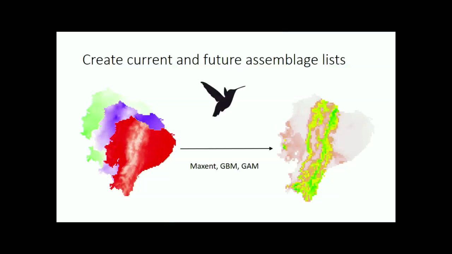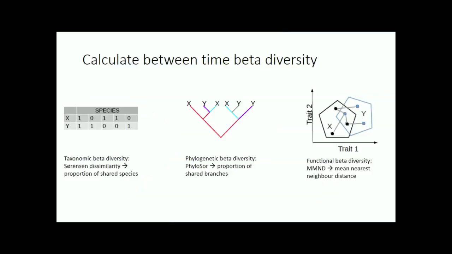So for the species distribution models, we used an ensemble approach. We used temperature, precipitation, and precipitation variability to project into 2070 for several circulation models. And we used point localities of 151 hummingbird species. And then we stacked these SDMs to get the species lists. And then for each pairwise combination of current and future, we calculated beta diversity measures.